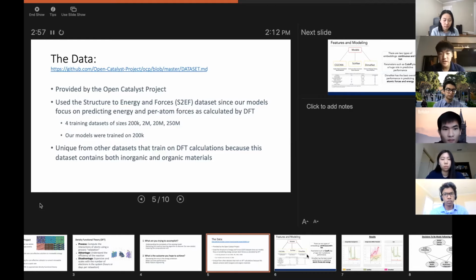There are varying sizes of this data set, ranging from 200K, 2 million, 20 million, and 250 million. But we trained our models on the 200K size data set for a few days at a time. And this was enough to be able to identify any trends in the results that our model had. This data set is unique from other data sets that train on DFT calculations because it contains both inorganic as well as organic molecules and compounds.